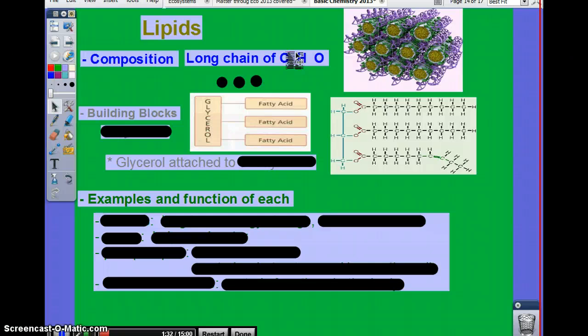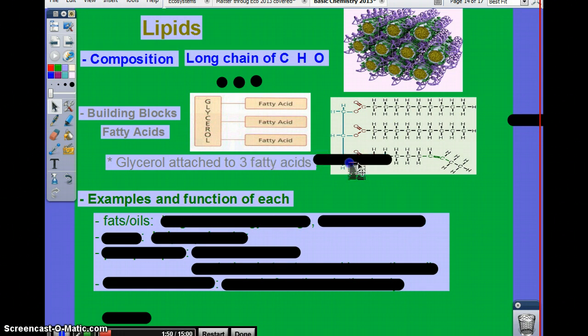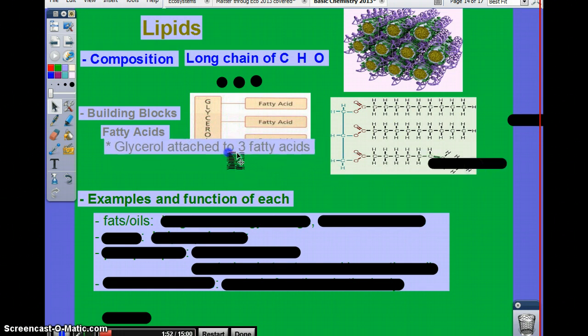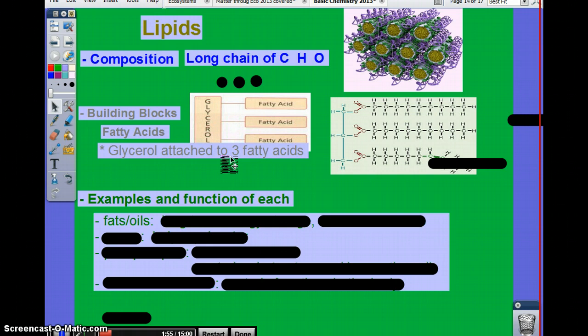Now, when you think of a lipid, what's the word that comes to your mind? If you have reference from before. Fat. Good. Fats are a perfect example of a lipid, and its building blocks are actually called fatty acids. There's always a glycerol attached to 3 fatty acids. If you look at my diagrams, you could see that. Glycerol attached to 3 fatty acids.